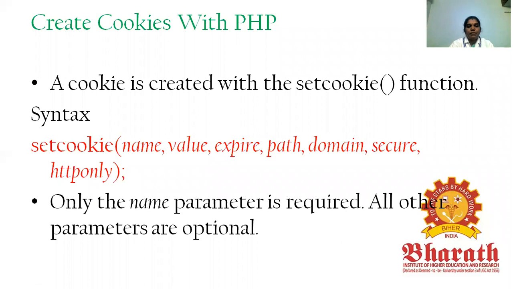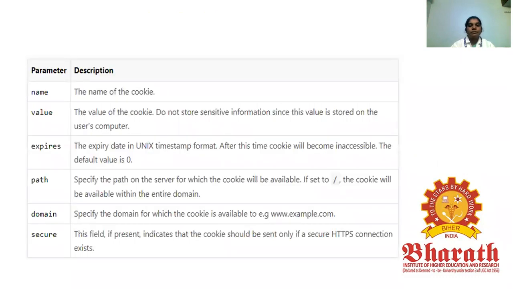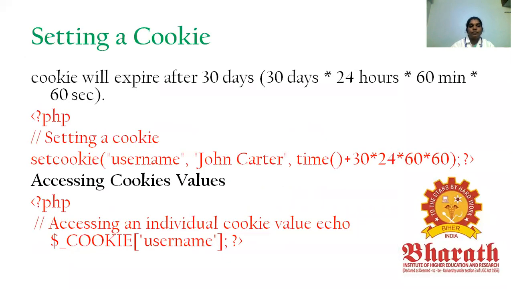Next, let's see how to create a cookie with PHP. Cookies are created with the setcookie function. See the function: setcookie with name, value, expire, path, domain, secure, and HTTP only. These are the arguments you should specify to create a cookie. Now see the parameter descriptions: the name of the cookie, the value of the cookie, then the expiry date, the path, the domain, and then secure. You should specify all this information to set cookies.